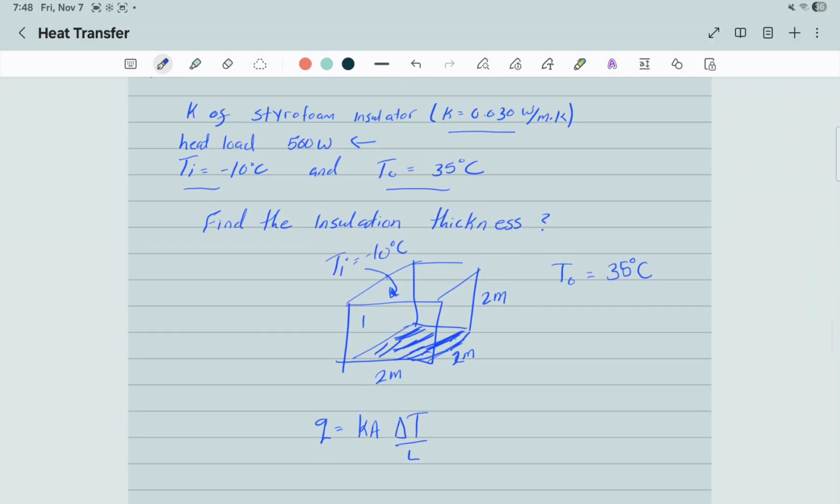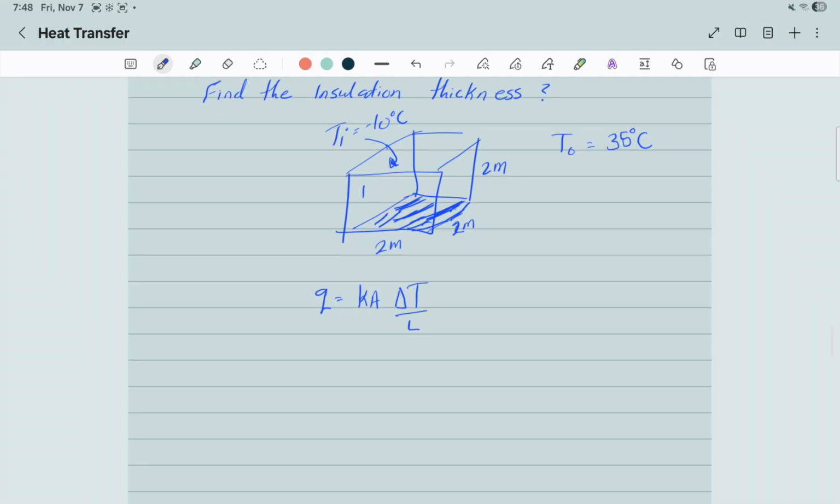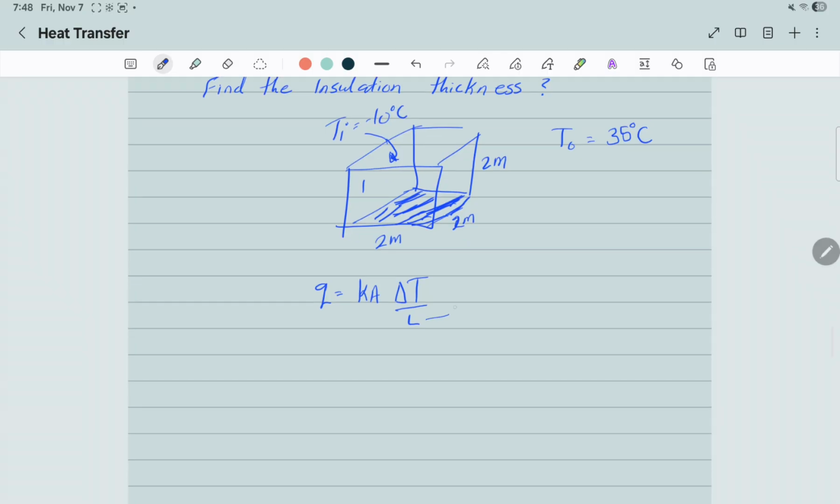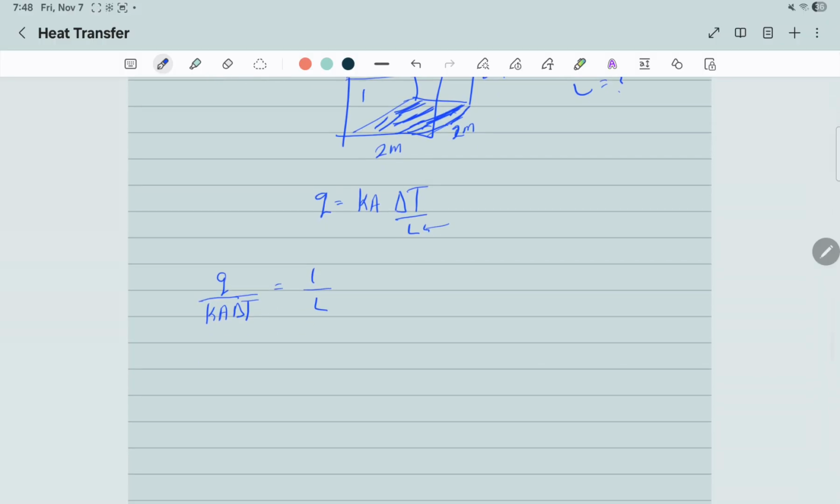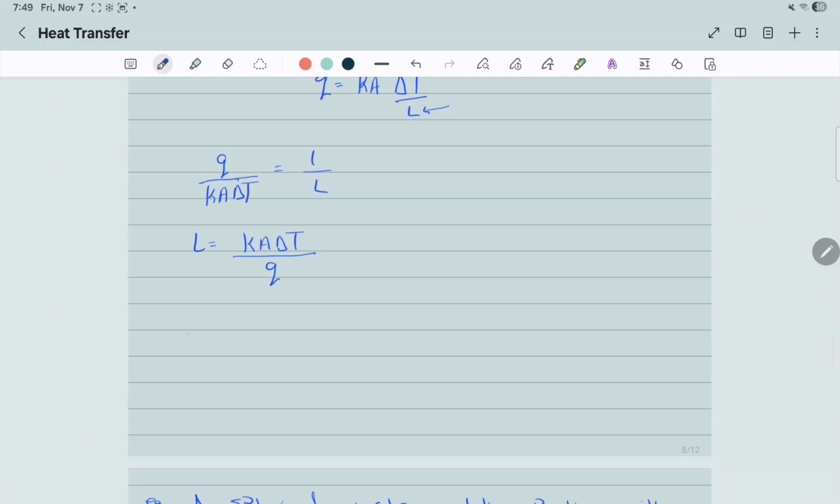Now, let's solve for L in that equation, which is the thickness that we want. We're looking for L. So, Q divided by kA over delta T equals 1 over L. Therefore, L equals kA delta T over Q. Let's go ahead and sub in the numbers.